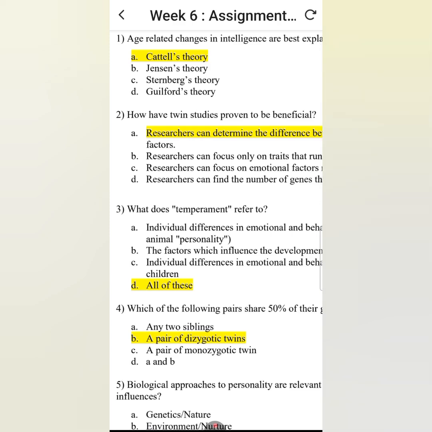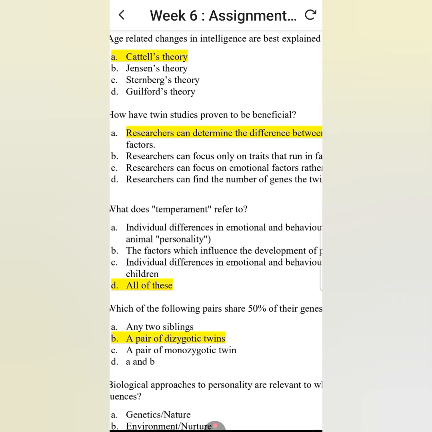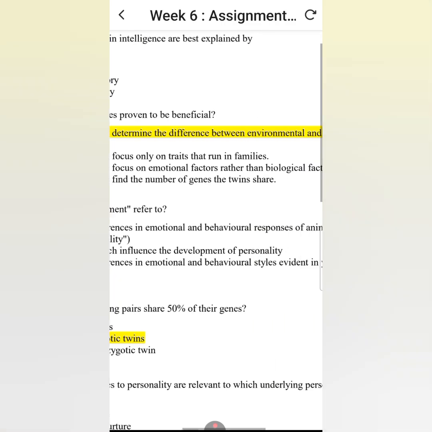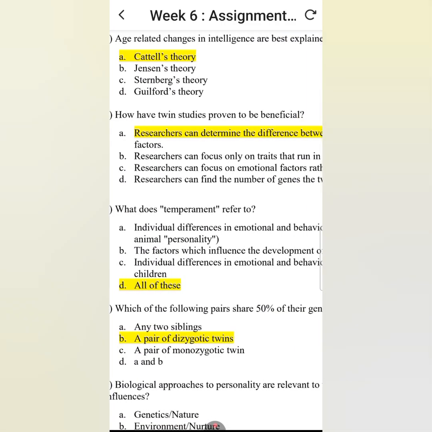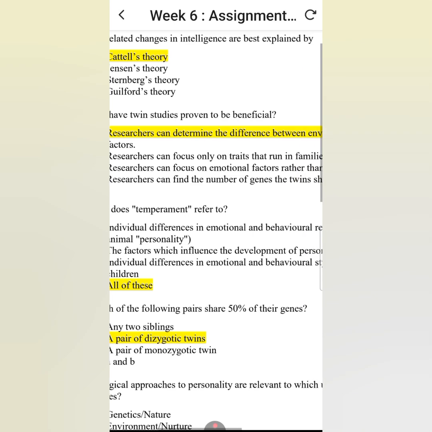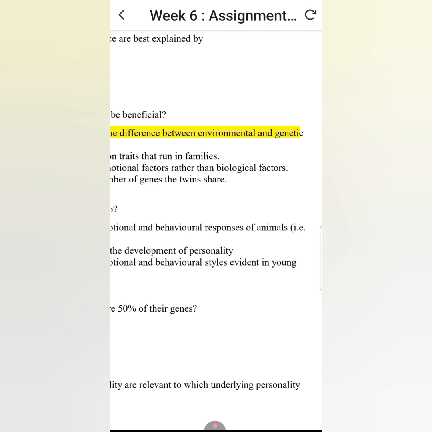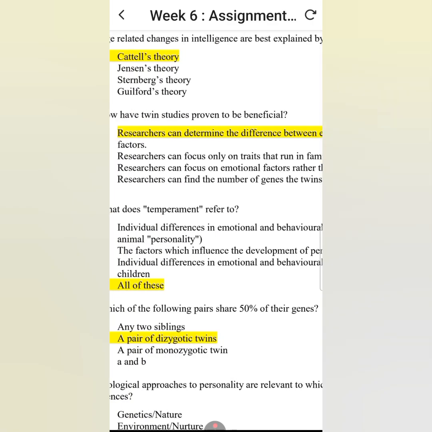How have twin studies proven to be beneficial? Research can determine the difference between environmental and genetic factors. Twins can be classified into identical and non-identical twins, and the study of them is proven beneficial.